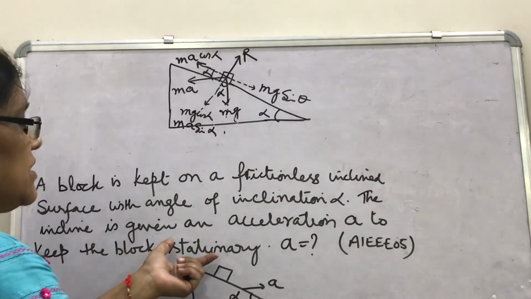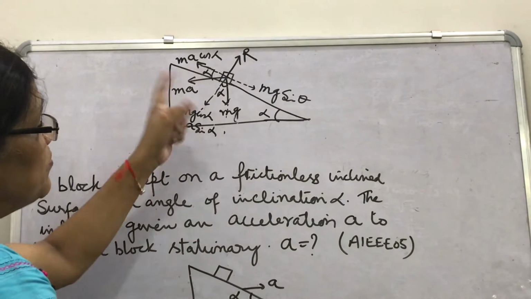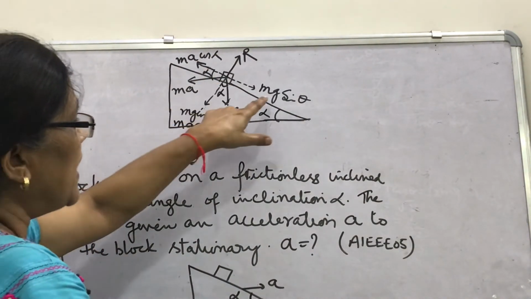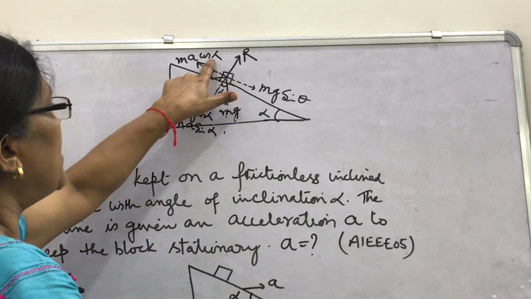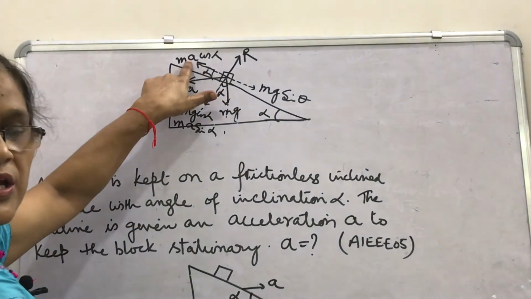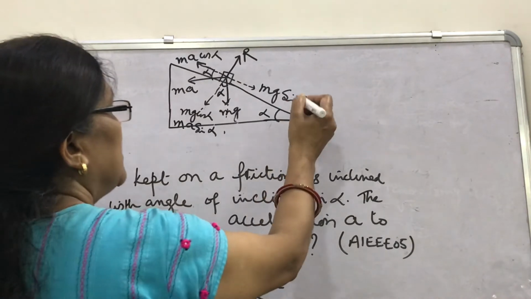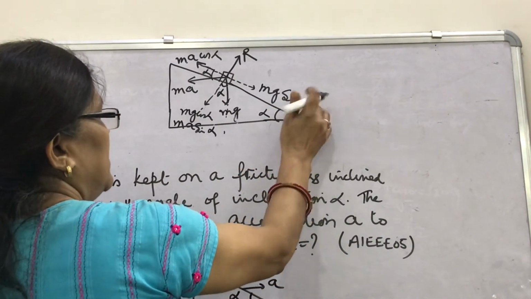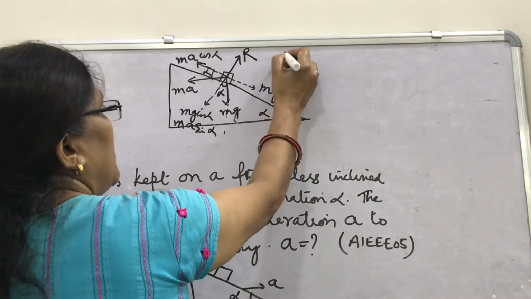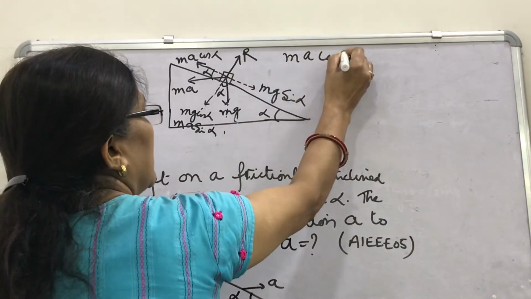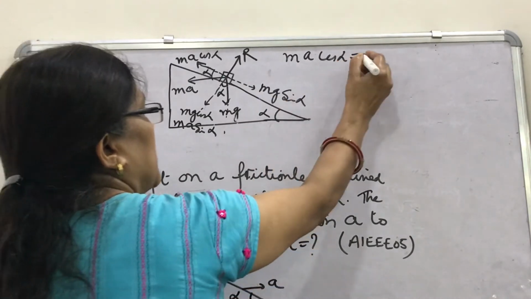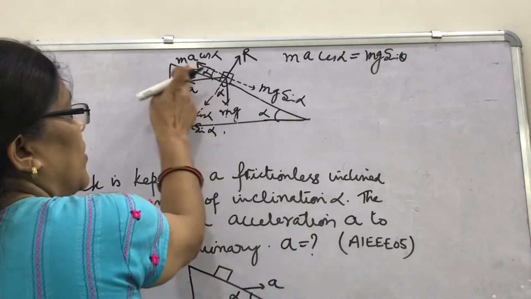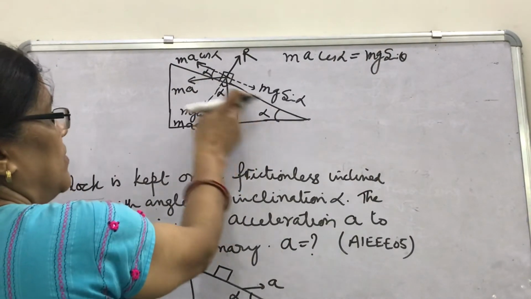For the block to remain stationary, R equals the sum of these two components, and mg sin alpha equals ma cos alpha. So ma cos alpha equals mg sin alpha. Only then will the block not skid.